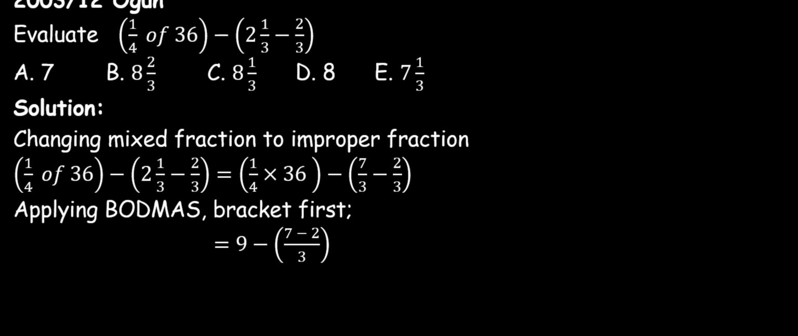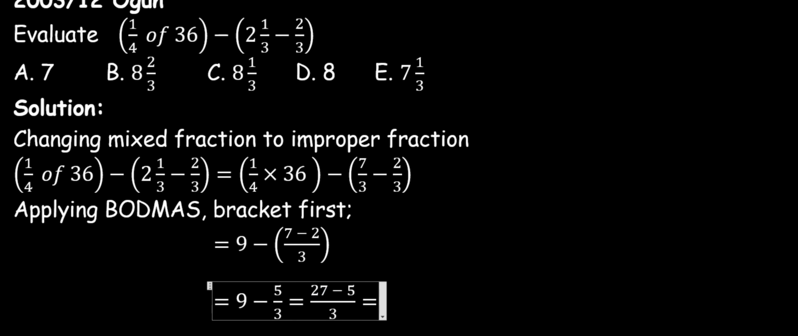And the result will be equals to 9 minus 5 over 3. And that will give us 27 minus 5 over 3. We just use 3 to multiply 9, then minus 5 over 3, which is equals to 22 over 3. And that is 7 whole number 1 over 3.